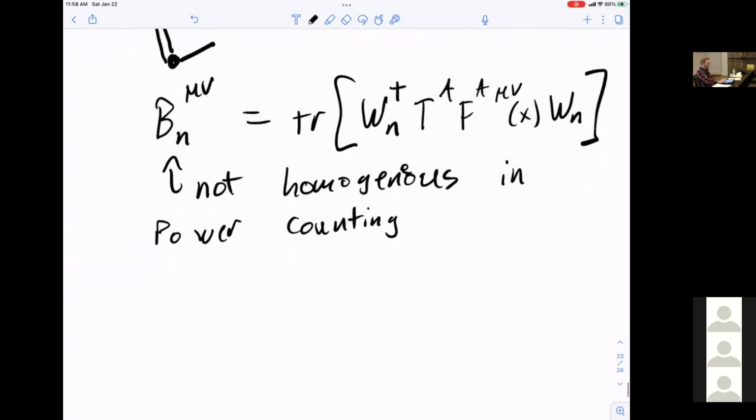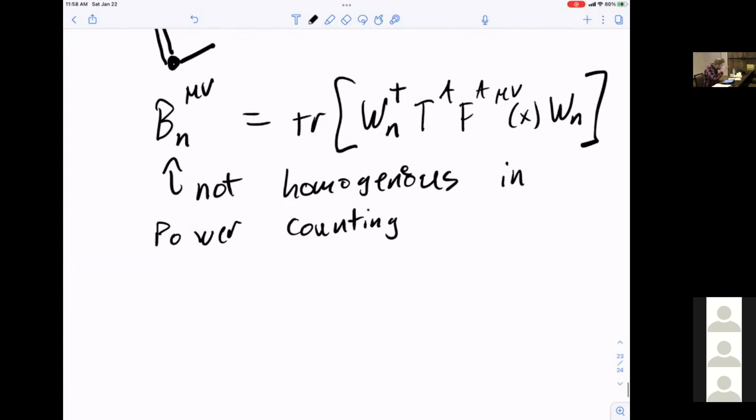I think I got the daggers correct. Good. How can we see that?